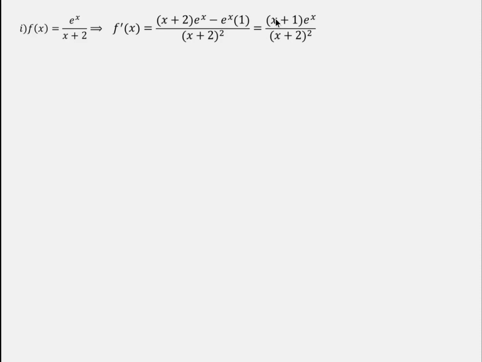Factorizing e^x at the numerator, we get x plus 1 times e^x all over x plus 2 all squared. So the simplified form of f prime of x is x plus 1 into e^x all over x plus 2 all squared.